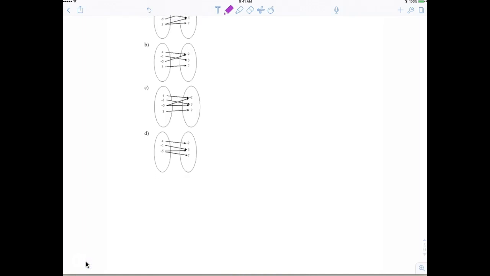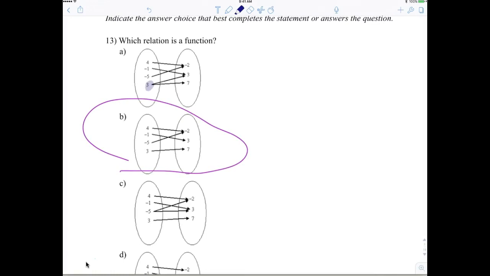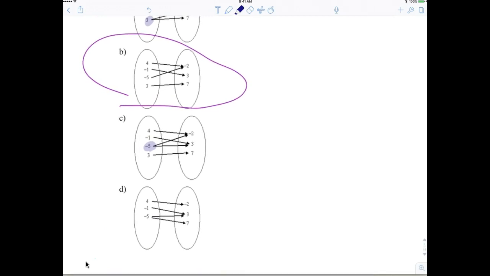Now, indicate the answer choice that best completes the statement. What relation is a function? Remember, every function does not have x values that are repeated. So the answer is what? Does everybody agree we're at B? Because on A, 3 is repeated. On C, -5 is repeated. And on D, -5 is repeated.